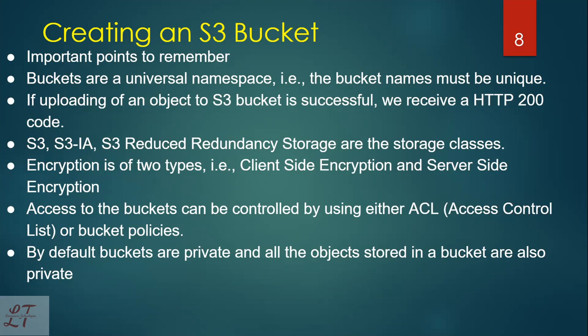Encryption is of two types, that is client-side encryption and server-side encryption. When you're uploading a file, either you can encrypt your file before uploading it to the S3 bucket, or AWS can automatically encrypt your files. This is called server-side encryption. Access to the bucket can be controlled by an access control list or the bucket policy. One important thing you need to remember is that buckets are private, and all the objects stored inside the buckets are private.